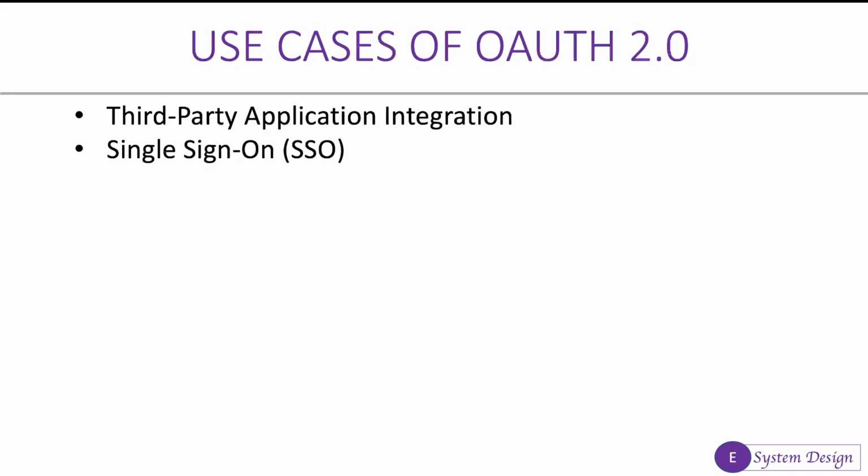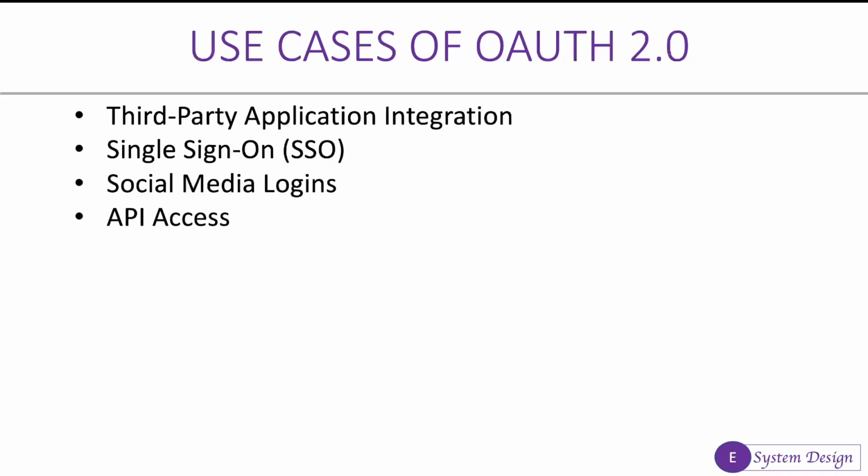The second most popular use case is single sign-on. OAuth 2.0 can be used to implement single sign-on, allowing a user to log in once at an identity provider and then access multiple services without needing to authenticate again. The third popular use case is social media login. Many websites and applications offer login with Facebook or a similar option. OAuth 2.0 enables users to grant a third party permission to access their social media profile information.